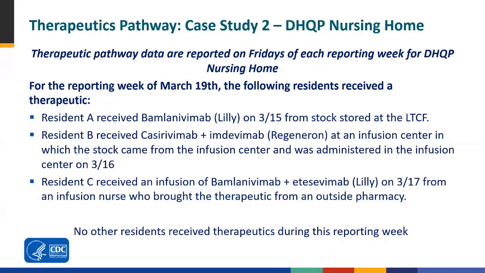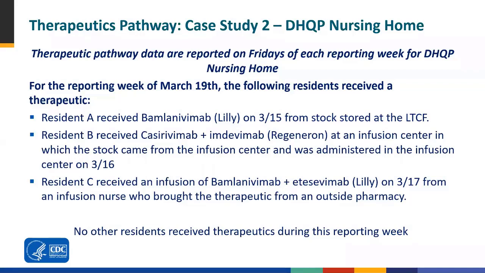Therapeutics pathway is still reported every Friday. So now we're on to the next week. This is for the reporting week of March 19th. The following residents received a therapeutic. Resident A received bamlanivimab on March 15th from stock stored at the facility. And resident B received casirivimab plus imdivimab, which is Regeneron, at an infusion center, in which the stock came from the infusion center and was administered in the infusion center on March 16th.